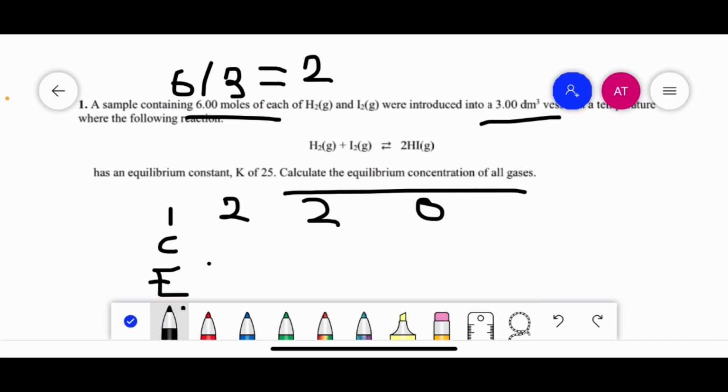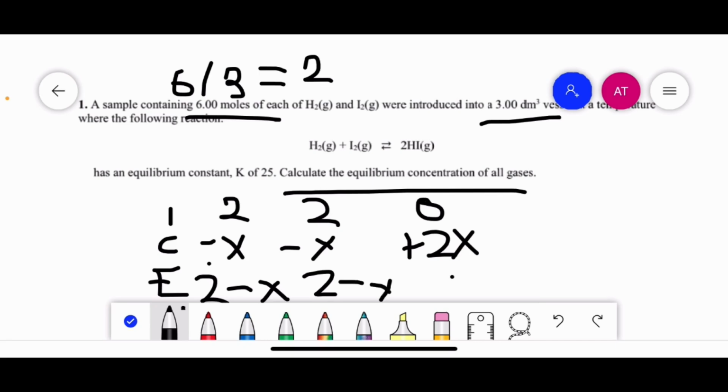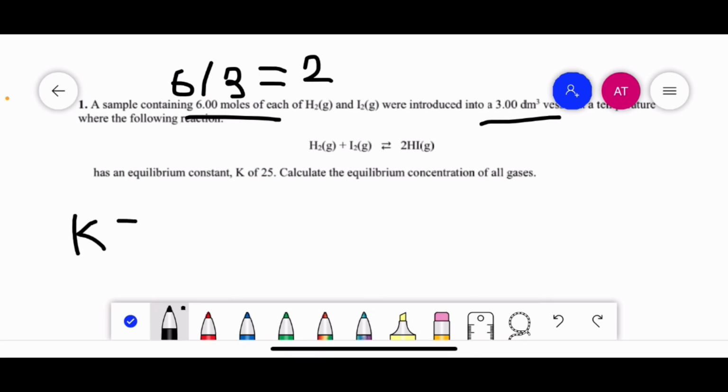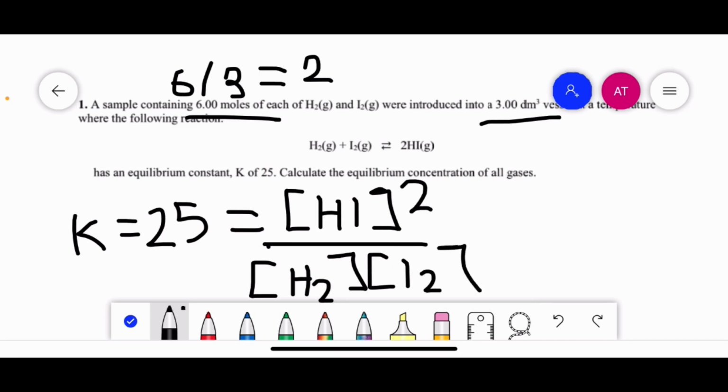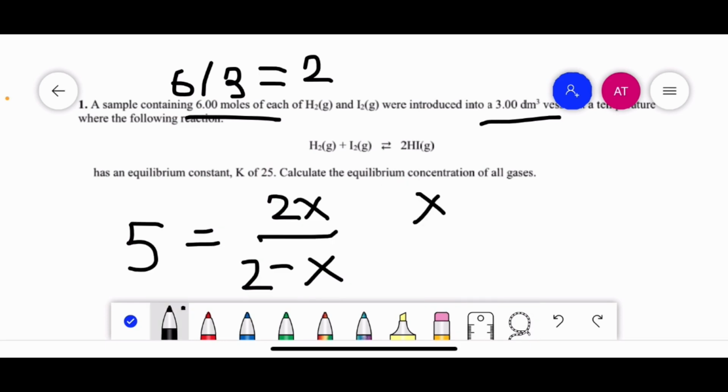And the forward reaction is proceeding, so we have plus 2x and minus x and minus x. So it's 2 minus x, 2 minus x, and 2x. K is equal to 25, which is equal to the concentration of HI squared, because the coefficient is 2, over the concentration of H2 times the concentration of I2. Now, if we take the root of all of this, we find x to be equal to 1.43 molar.